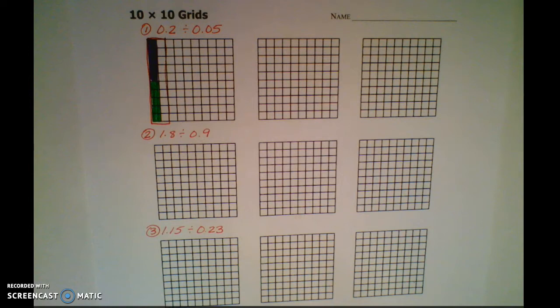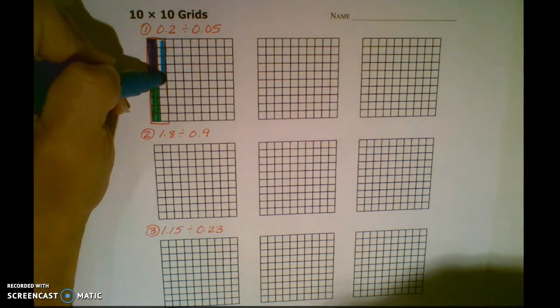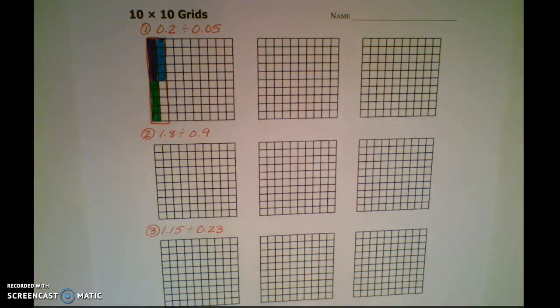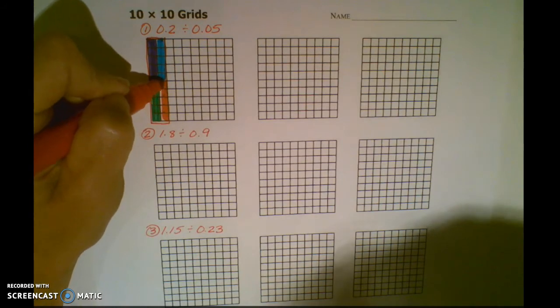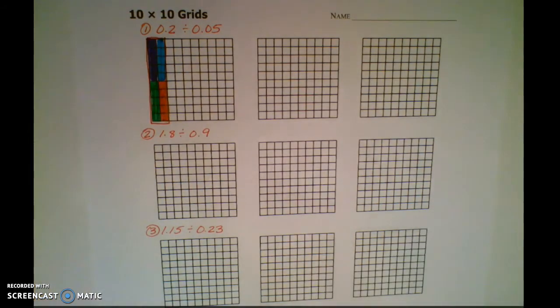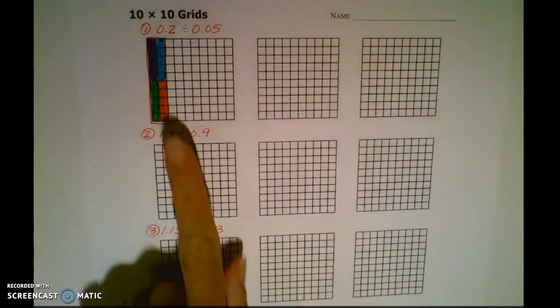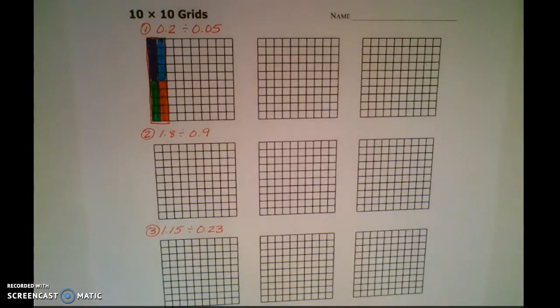Does anyone have a prediction right now? Jot it down maybe over here off to the side, how many groups you think we're going to make. So here's another group of 5/100. And here is my final group of 5/100. So I have completely shaded it in so I know it goes in evenly, and I can count 1, 2, 3, 4 groups were made.